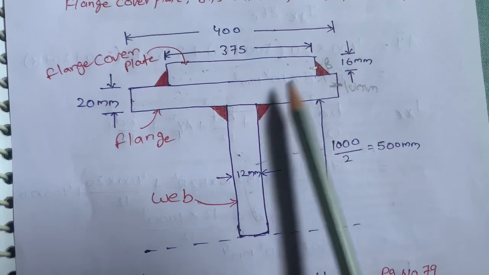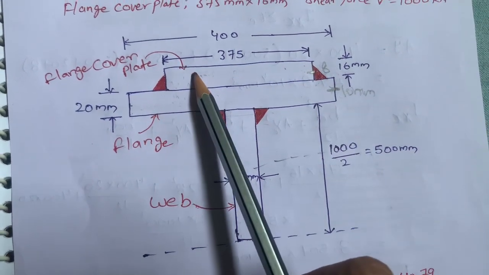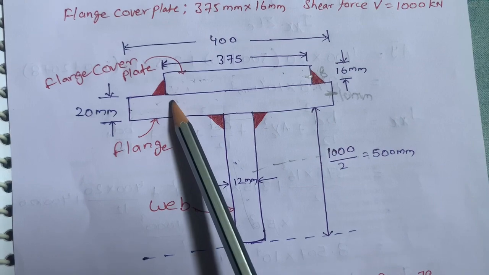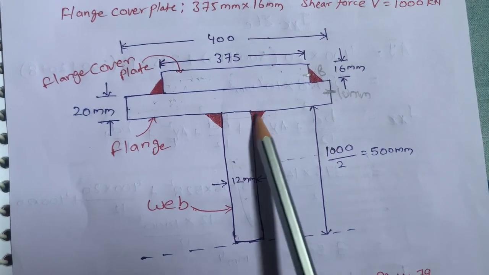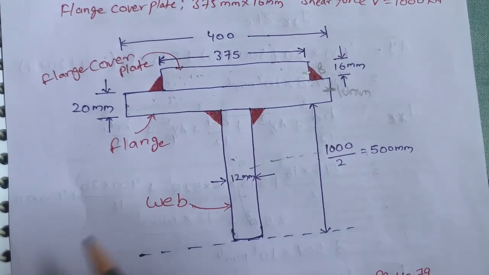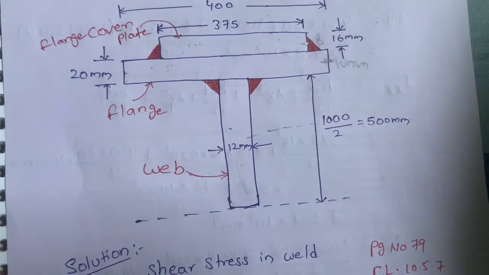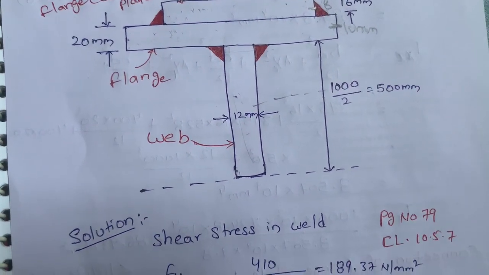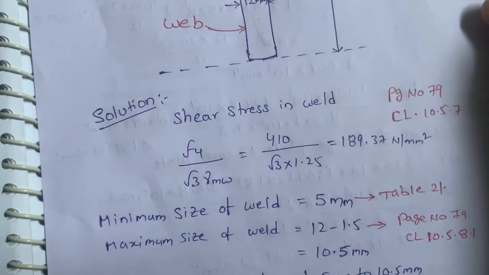This red color portion is the welding portion. The flange cover plate is connected to the flange plate, and this flange plate is connected to the web portion. First, we are going to calculate the stress in the weld. For the stress in the weld, we have a formula.